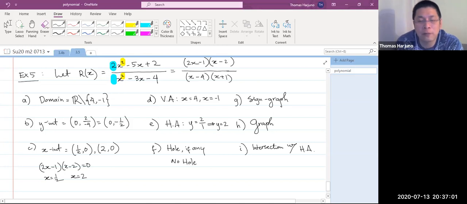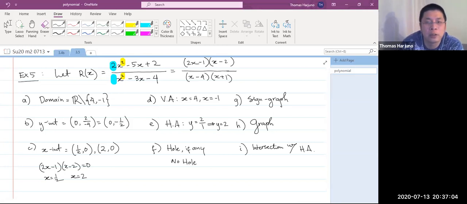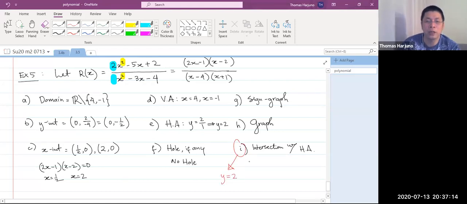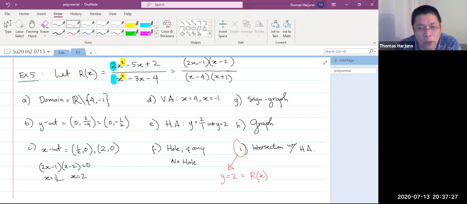Now, before I do the sign graph and the graph, let's do this one first. Let's find the intersection of the horizontal asymptote with the function. The horizontal asymptote is y = 2. Now you set that equal to R(x), and then solve for x. That's how we find the intersection of the graph with the horizontal asymptote. Whatever the equation of the horizontal asymptote, y = 2 in this case, you set that equal to the y of the function, which is R(x).